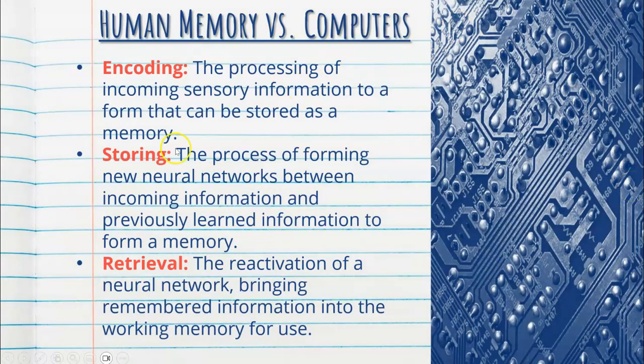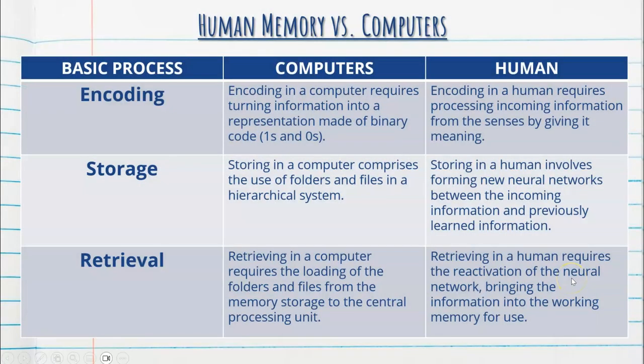Let's look at the processes of our memory and how we process information and liken that to computers. Encoding is the process of turning incoming sensory information into a form that can be stored as a memory. Storing is the process of forming new neural networks between incoming information and previously learned information to form a memory, and it is stored there temporarily if in the short-term store. Retrieval is the reactivation of a neural network, bringing remembered information into the working memory for us to use. It's summarized in this table.